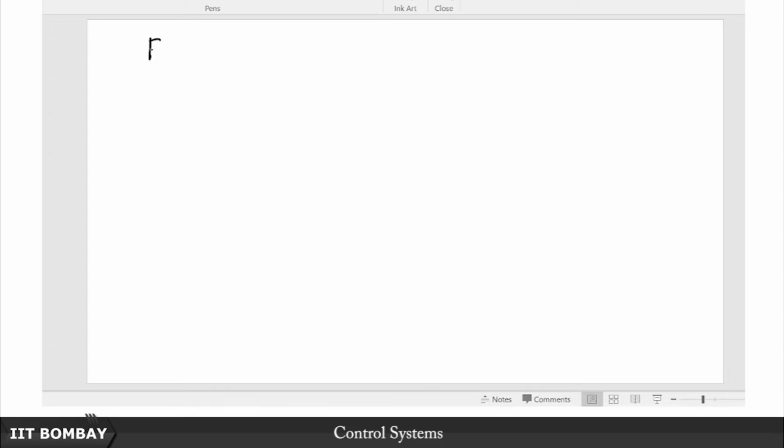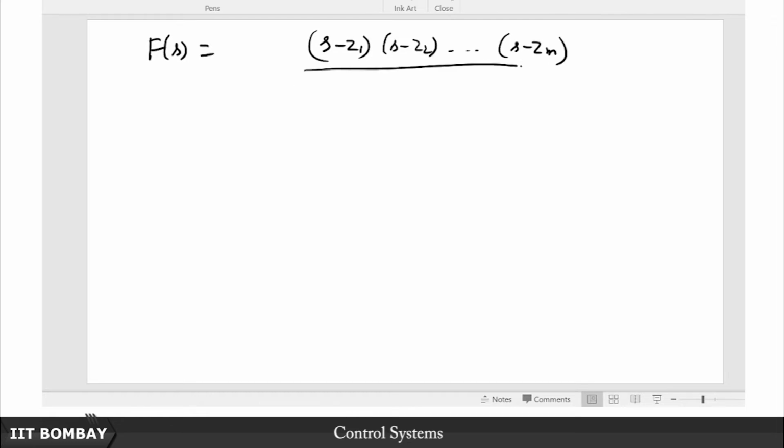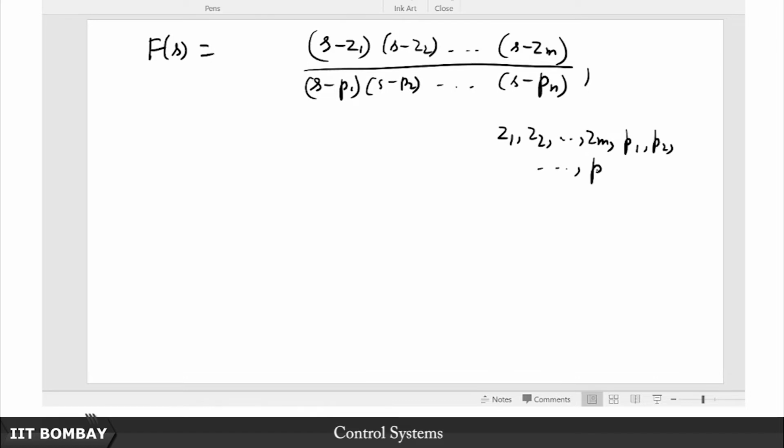We know that any rational function of s will look something like (s minus z1)(s minus z2) dot dot till (s minus zm), it can be factored into linear factors like this, over (s minus p1)(s minus p2) dot dot till (s minus pn), where of course z1, z2 till zm and p1, p2 till pn are all complex numbers, we allow them. So when we are allowing this linear factorization, we have to accept that some of them may be complex, the poles and zeros may be complex, they need not be real, but we do not care.